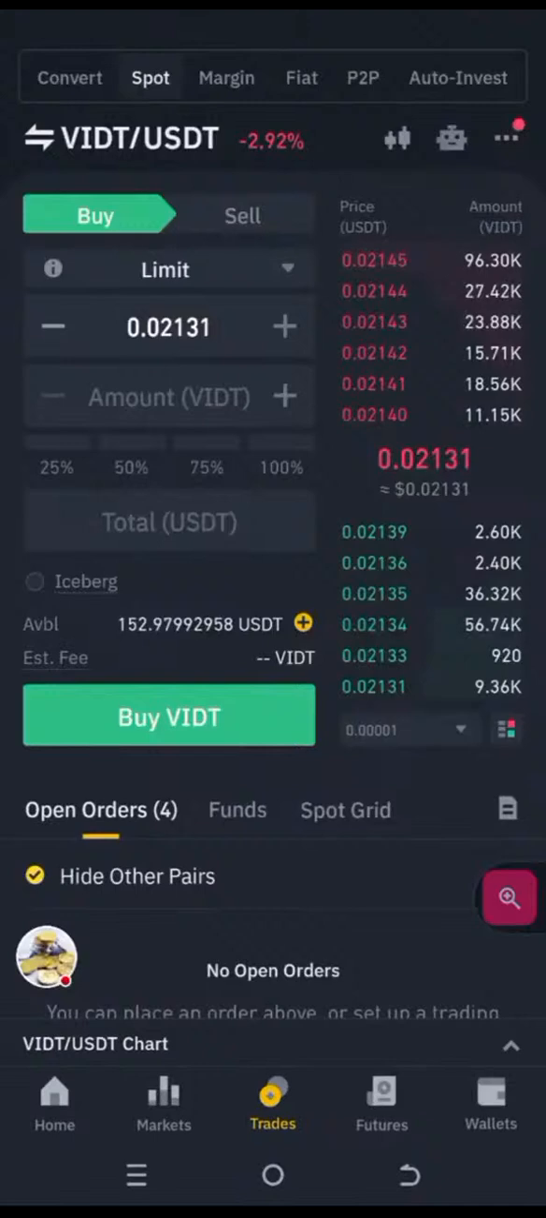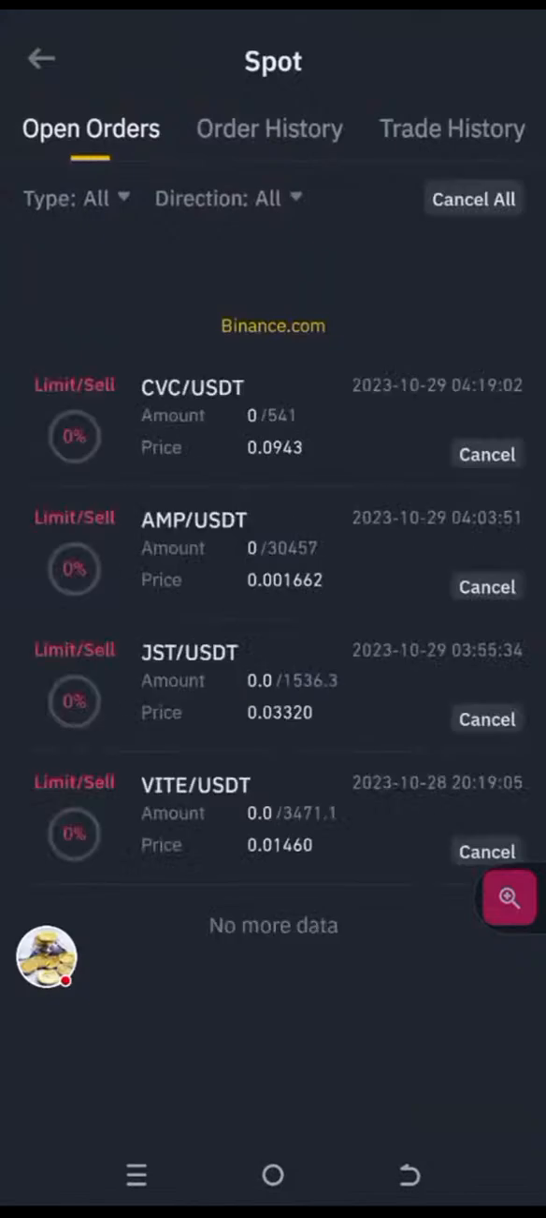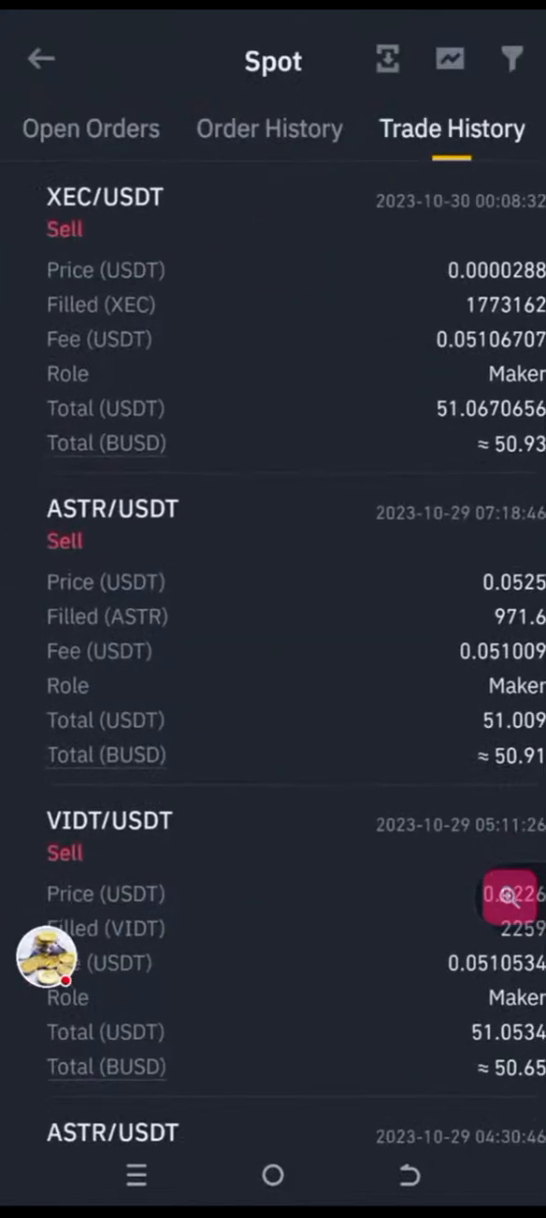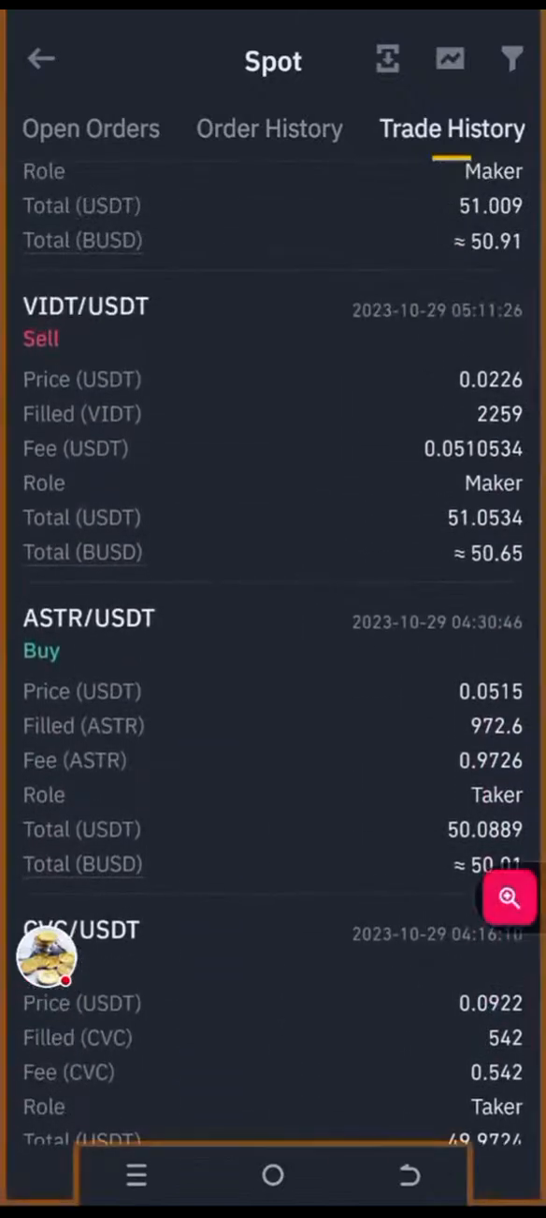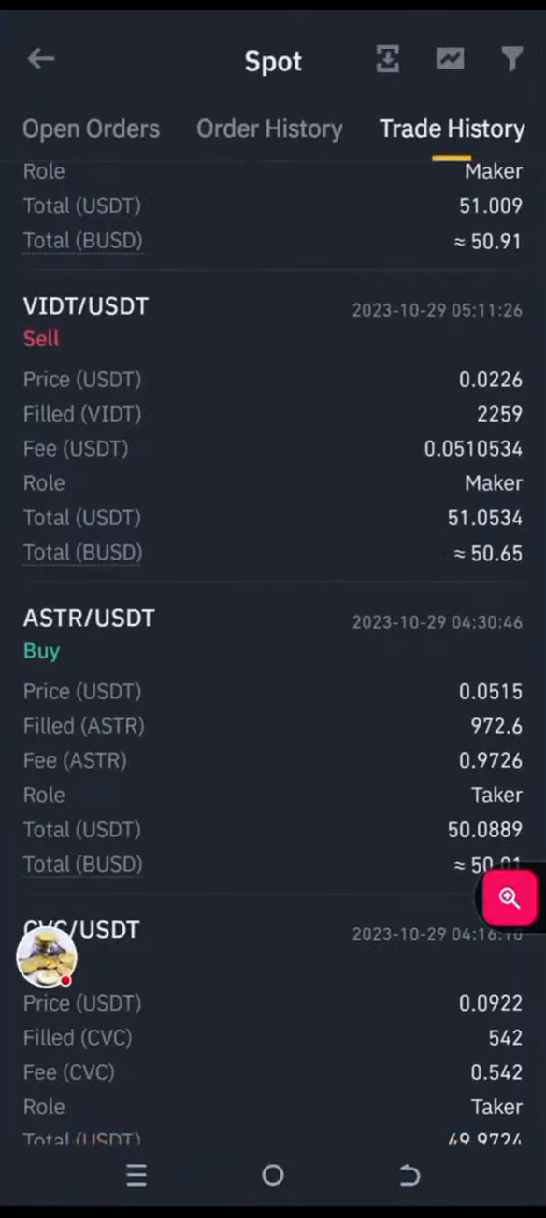We're currently on VIDT, as you can see here, and this trade happened almost 2 hours after we picked the trade. Let me open up the trade history so that we can see it and look at the different points and metrics. Okay, so this is VIDT. We actually bought it at 221.